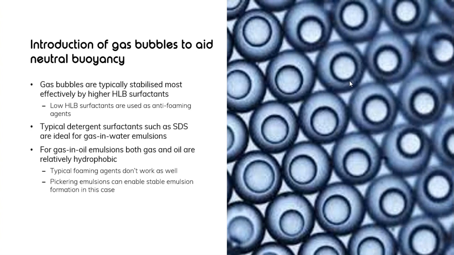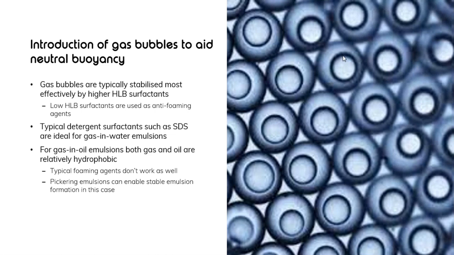For a gas in oil emulsion, both the gas and the oil are relatively hydrophobic, and so you tend to find that those standard foaming agents don't work so well. In this instance, there are some interesting research papers looking at the use of Pickering emulsions to stabilize emulsion formation with a gas in an oil droplet, and that can be as simple as using a surfactant which crystallizes onto the surface of the interface. So you have an almost liquid crystal type stabilizer that bridges the gap between a normal stabilizer and a Pickering emulsion.